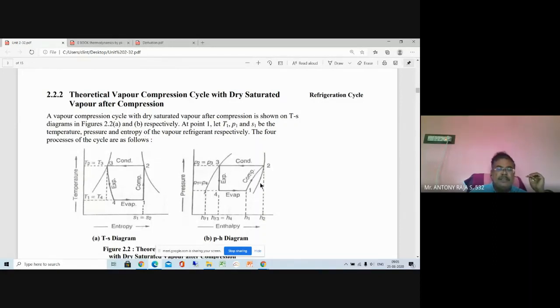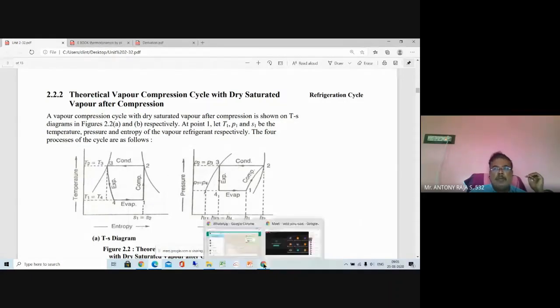So, you see the point number 1. Point number 1 corresponds to the evaporator outlet. Point number 4 corresponds to the evaporator inlet. The 4-to-1 process is called the evaporation process. So point number 1 is the evaporator outlet.